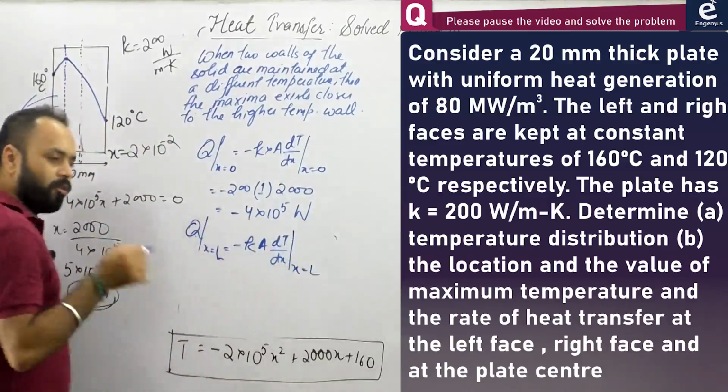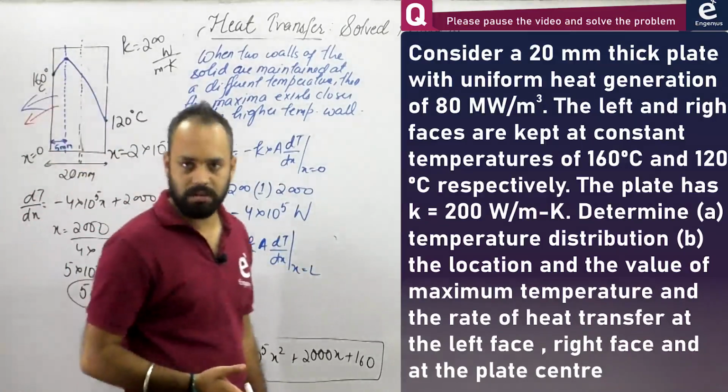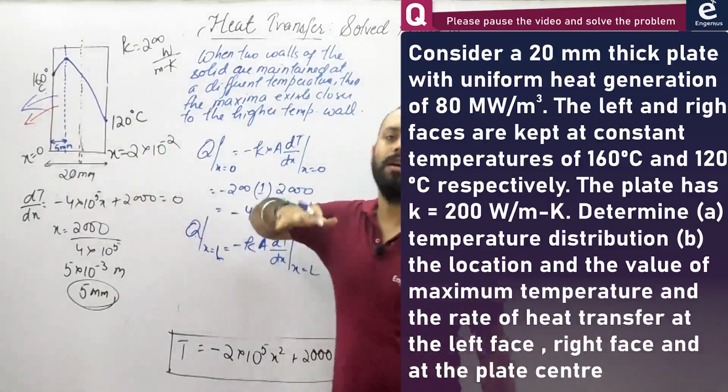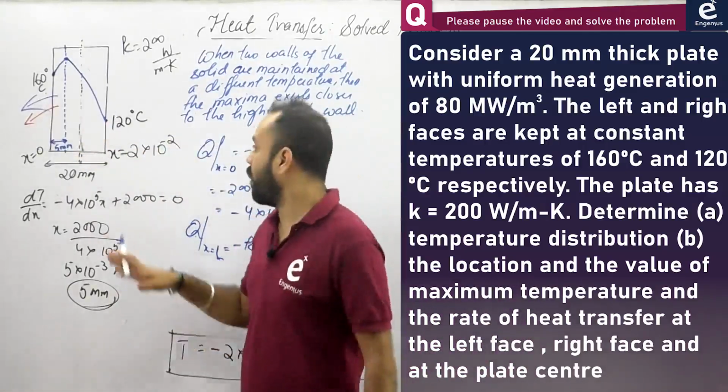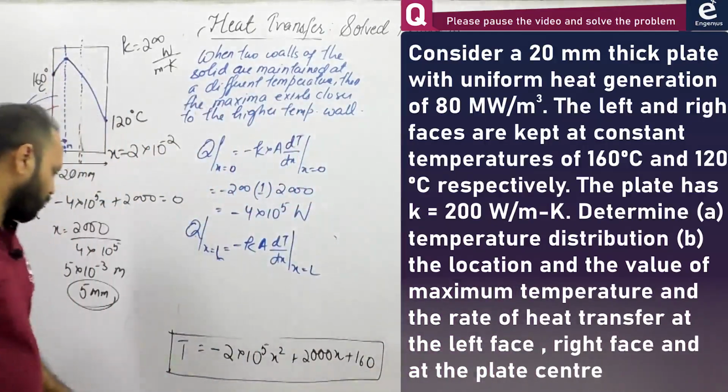आपने ये भी पढ़ा था कि if the profile is symmetrical, then the mid plane acts as an insulating surface and the value of Q must be 0. यहाँ mid plane पे insulating surface नहीं आएगा, value of Q won't be 0. अगर आपका यहाँ पे insulating surface आएगा तो कहाँ आएगा? 5 mm पे आएगा. Okay, so at x is equal to L.